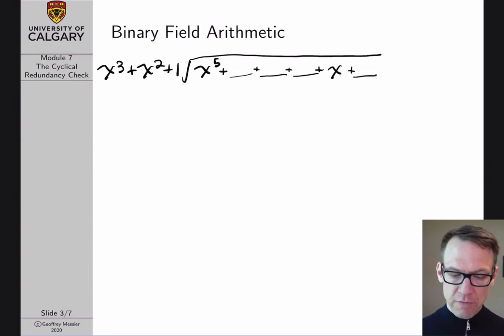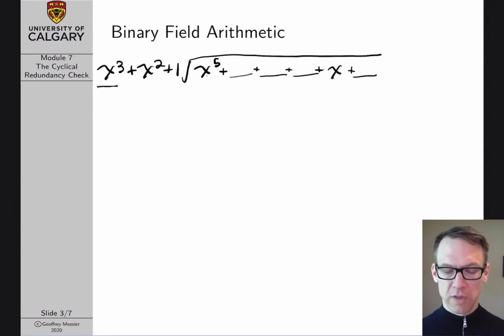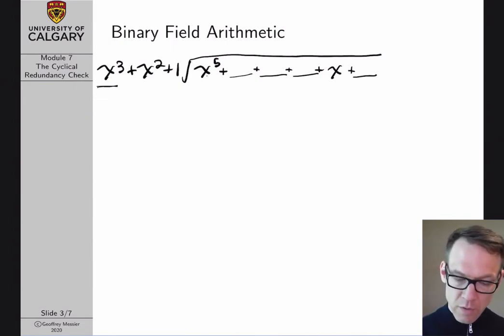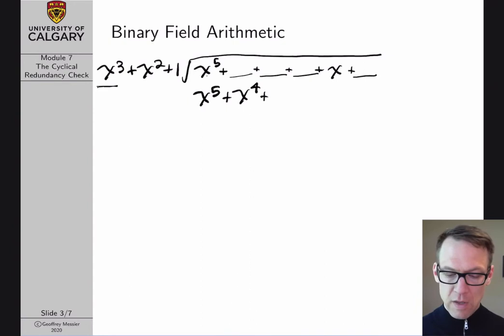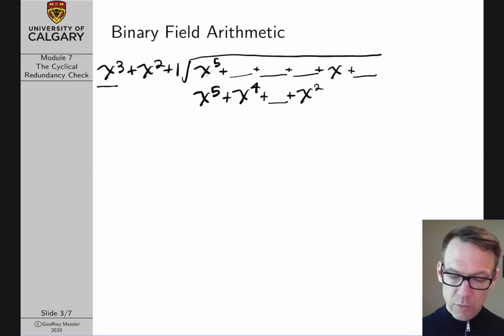So just like any long division, we have to take our divisor and line it up with the maximum term in the number that we're dividing. And so we want the highest order term in our divisor to line up with x to the fifth. So we're going to multiply our divisor by x squared to get its highest order term to line up with x to the fifth. And so if we multiply our divisor by x squared, we get x to the fifth plus x to the fourth plus x squared, but we're going to leave a gap for where x cubed would be, and then we're going to have x squared.